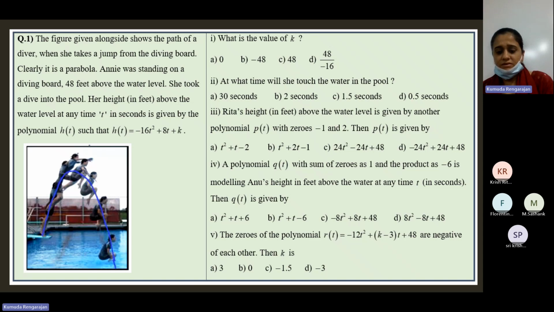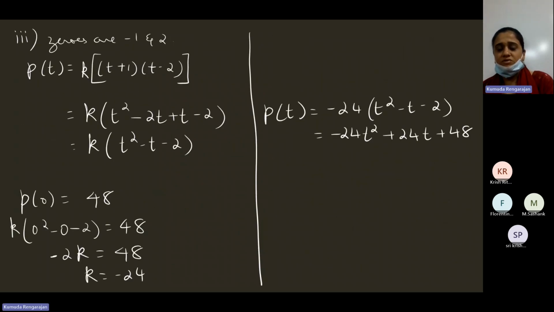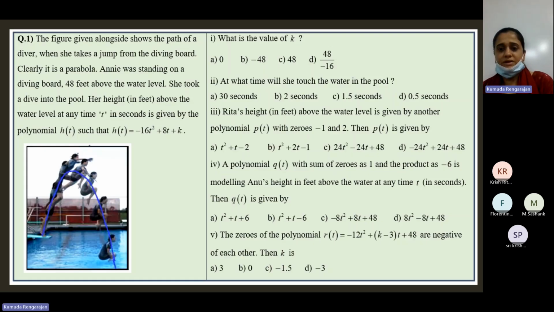I think we have to select that. Yeah. Minus 24t square plus 24t plus 48. D. Correct? Is it C or D?